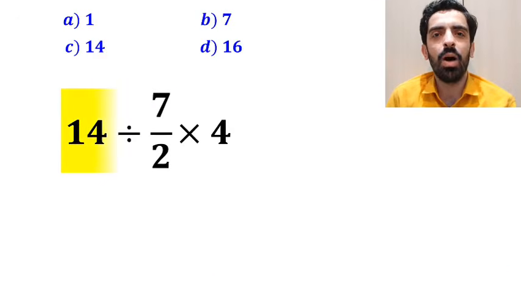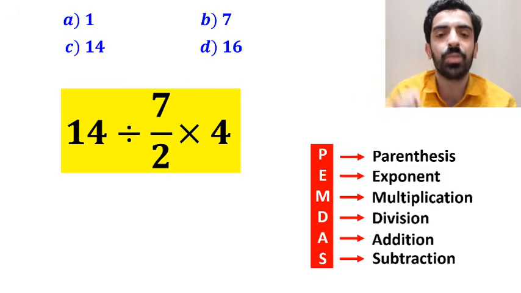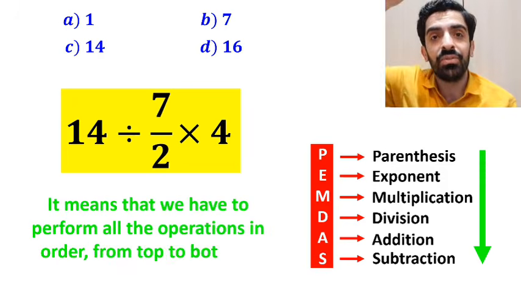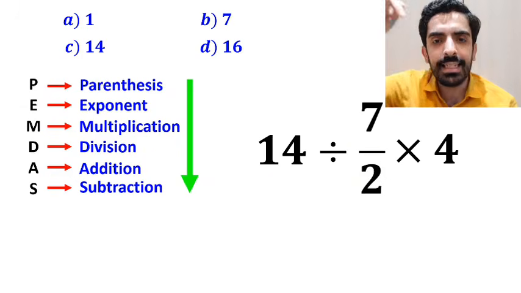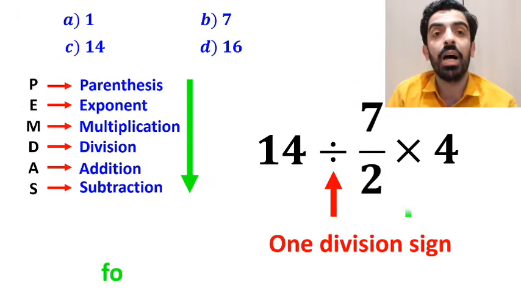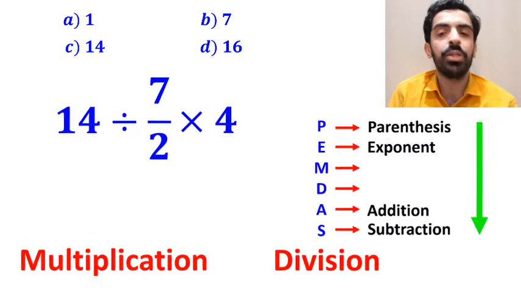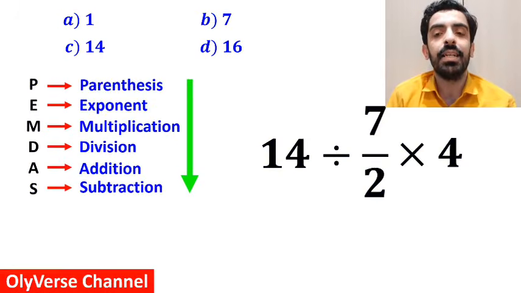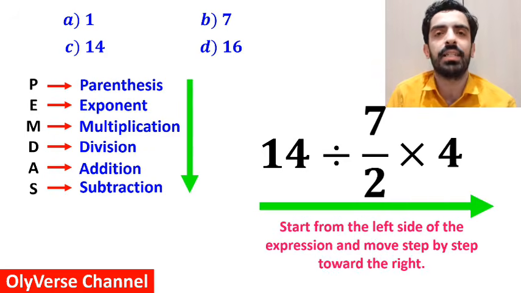Alright, now let me show you how to solve this expression properly. To solve this question, we need to follow the PEMDAS rule exactly as I've shown on the screen. It means that we have to perform all the operations in order from top to bottom. Okay, as you can see on the screen, in this expression, we have one division sign followed by a multiplication sign. It's very important to note that multiplication and division are at the same level of precedence. In this case, the best thing to do is to start from the left side of the expression and move step by step toward the right.